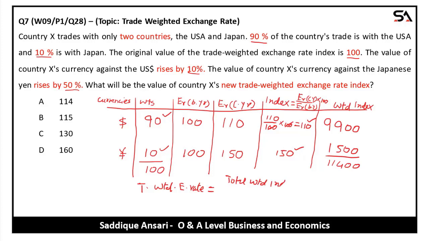In order to calculate trade weighted exchange rate, we will take total weighted index and divide it by total weight. So total weighted index is 11400 divided by 100. So the answer will be 114. So here is our option A and that is the correct answer.